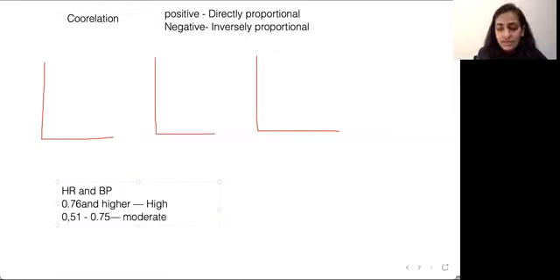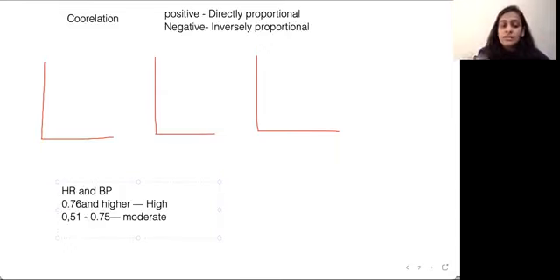Below this, you have fair and you have low. Fair is 0.26 to 0.50 and low is 0.00 to 0.25. Below moderate correlation, generally you will just consider that it's weak, very, very weak. So moderate is still okay, but fair and low, below 0.50, is considered a very bad correlation.